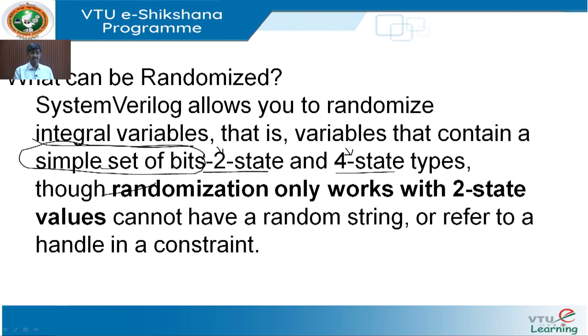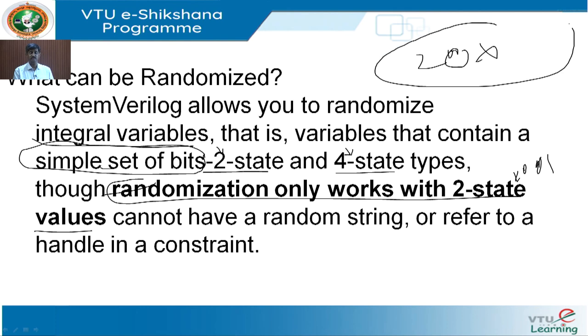What will be randomized? You can define it as two-state or four-state, but the randomization takes place only with the two-state values. Why only the two-state values? It considers all the values as a 0 or a 1, not a z or an x, which are unknown values. If I generate a z or an x, there is no meaning in defining those. So generally I take up the two-state values. We can go with four-state also, but the solver will consider randomization only for these two-state values, which cannot generate totally random strings.